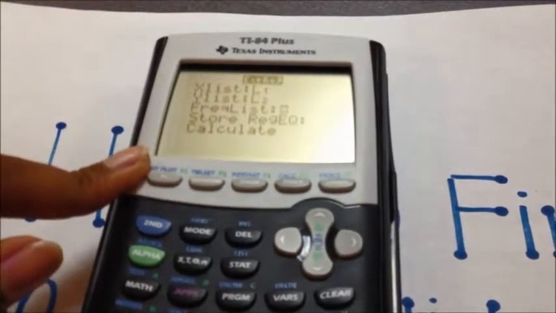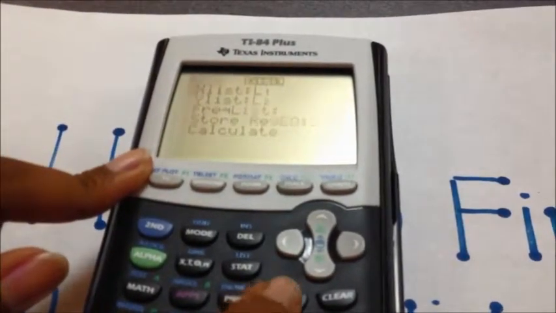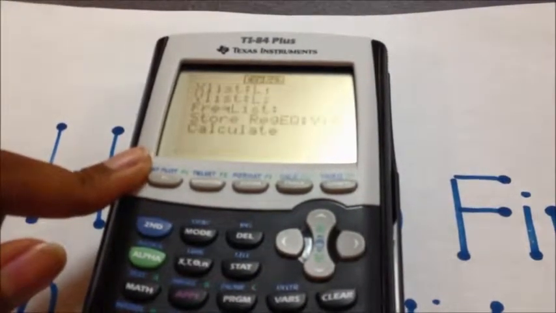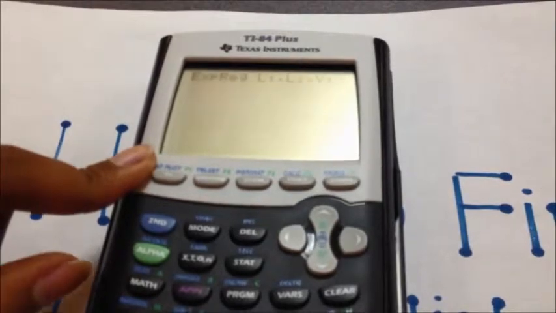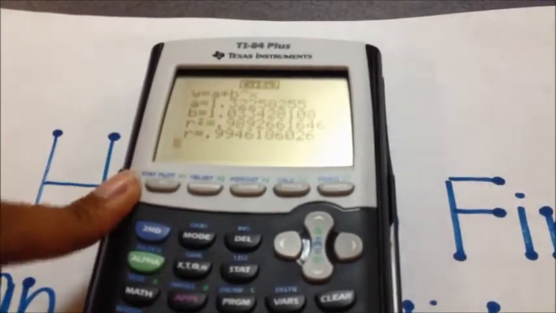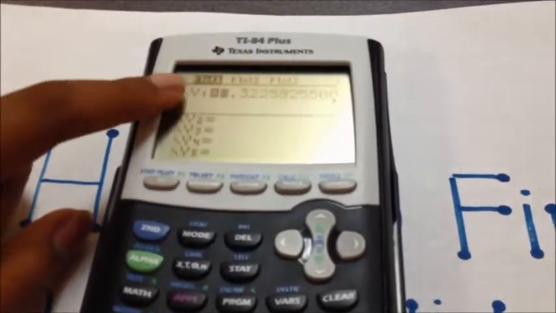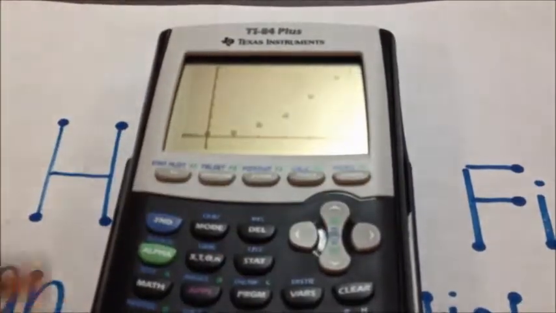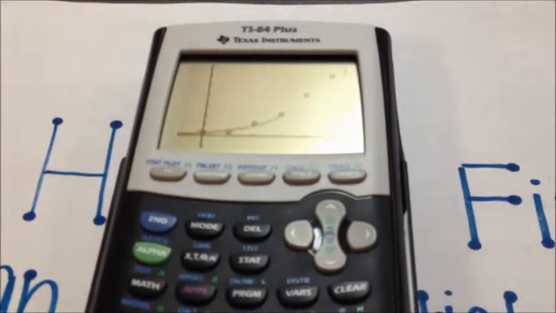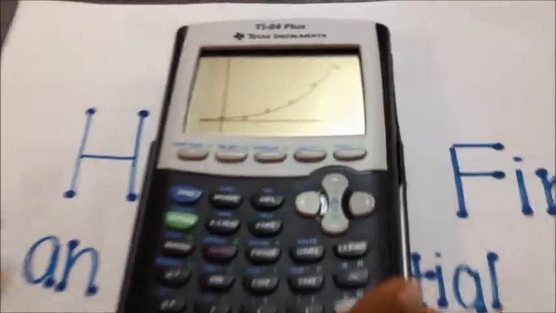Then you enter and go down to Store Reg Equation, go to Vars, Y Vars, and then you go to 1, 1. And then you enter and calculate. This gives you the equation for your data. Then you go to Y equals, and there's the equation. You go to graph, and it starts graphing the equation for you, and it should go through the scatter plot you made earlier. That's how you find exponential regression on your calculator.